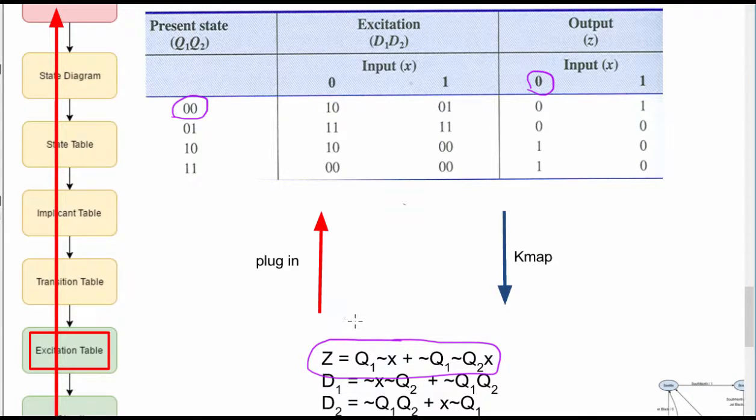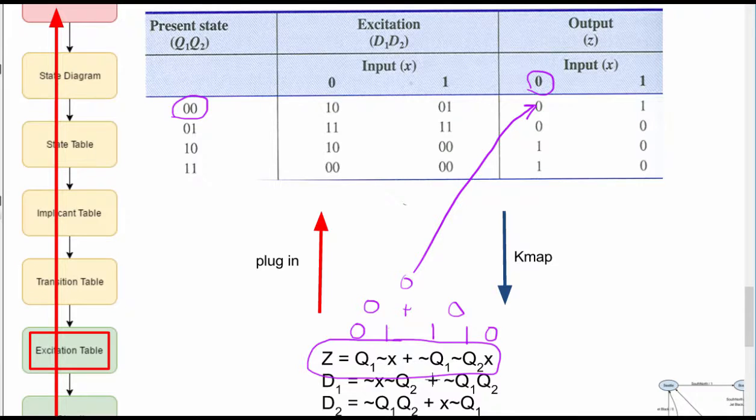So Q1 is a 0. Q1 bar is a 1. Q2 bar is a 1. X bar is a 1. X is a 0. 0 and 1 is a 0. 1 and 1 and 0 is a 0. 0 or 0 is a 0. So that's why that's a 0. So we do that over and over and over again.